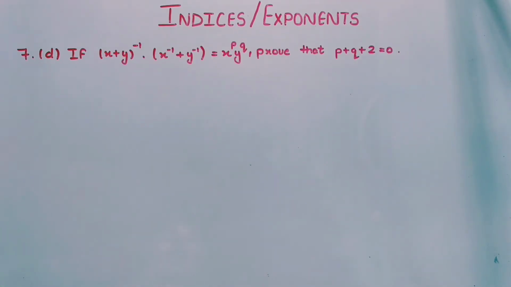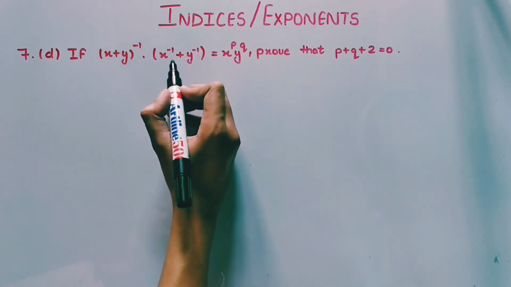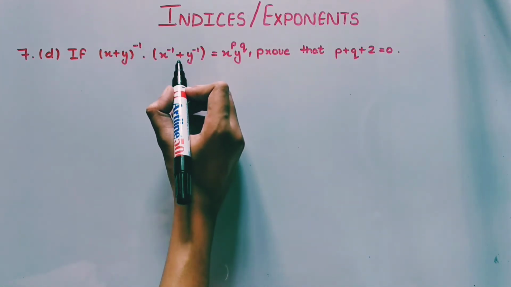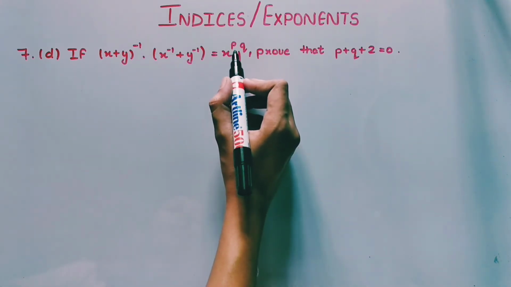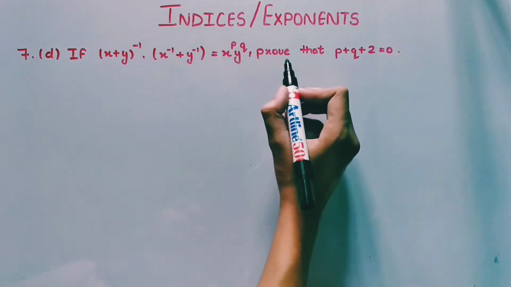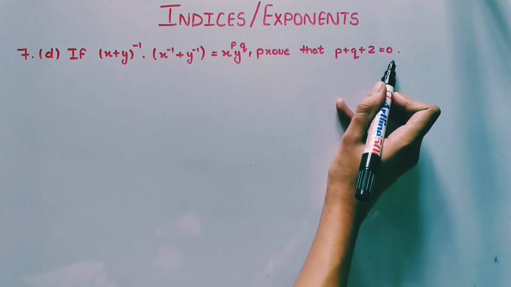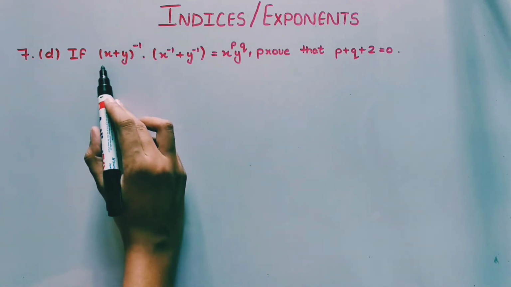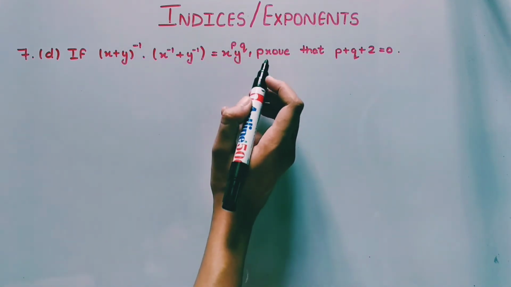We have D part. If (x + y)^(-1) multiplied by (x^(-1) + y^(-1)) is equal to x^p y^q, then prove that p + q + 2 is equal to 0. First we will solve this and we will take out the values of p and q.